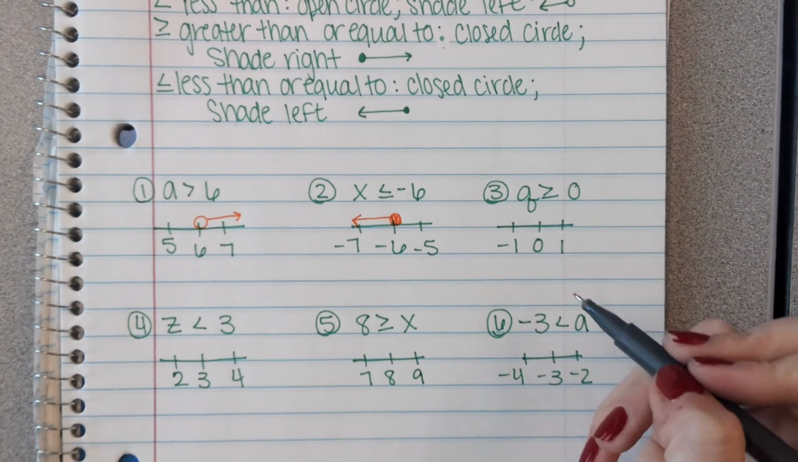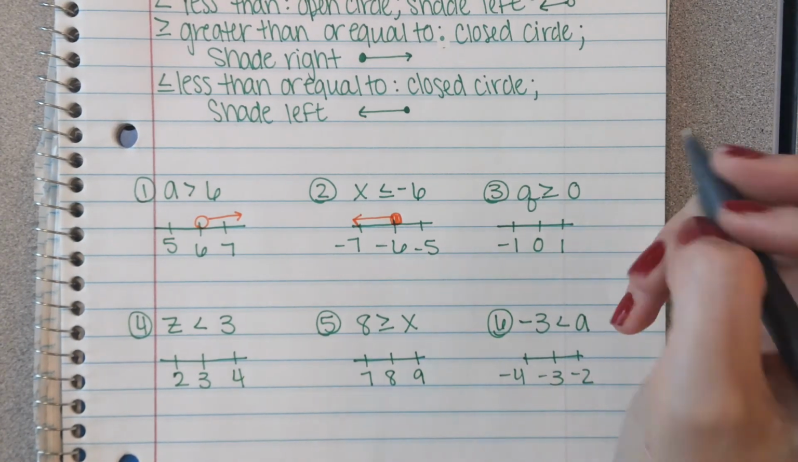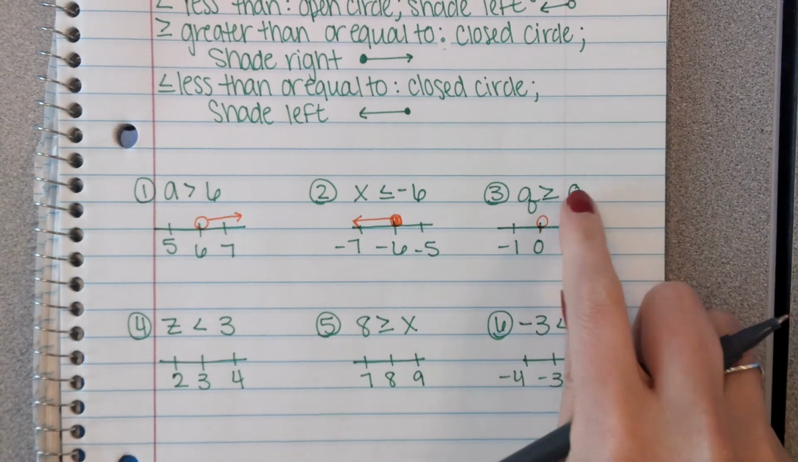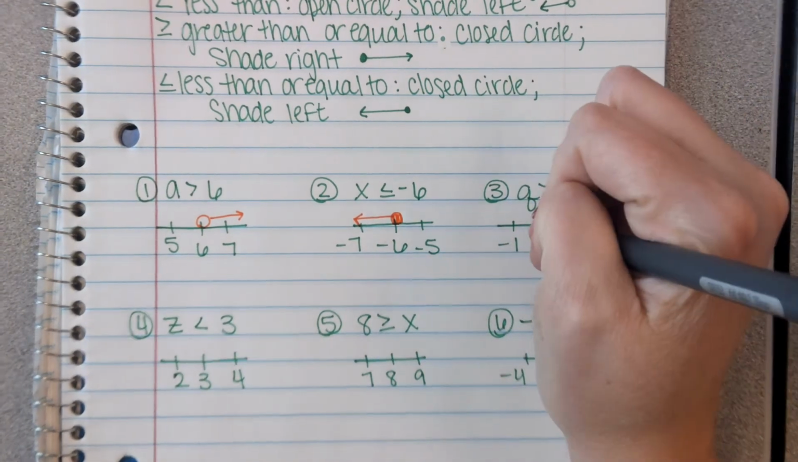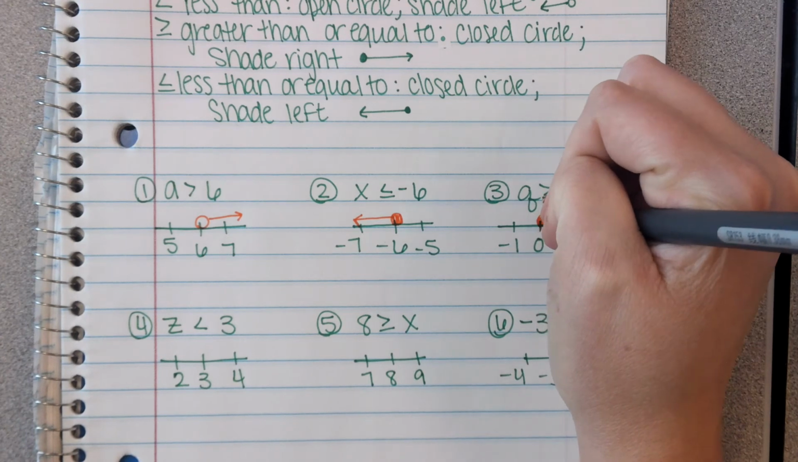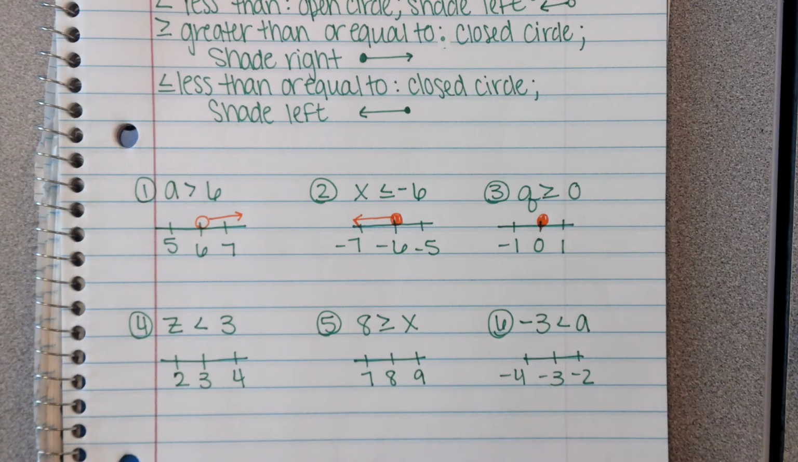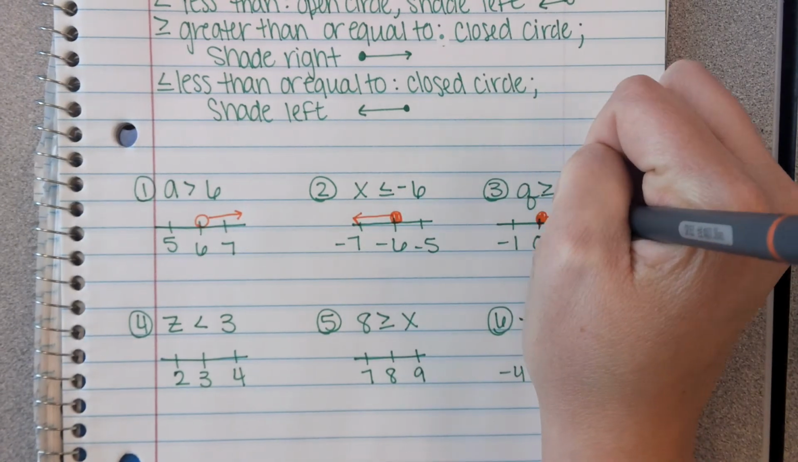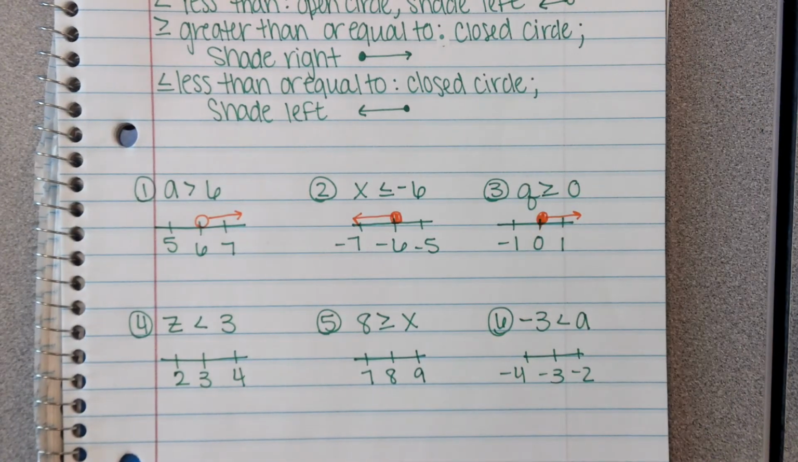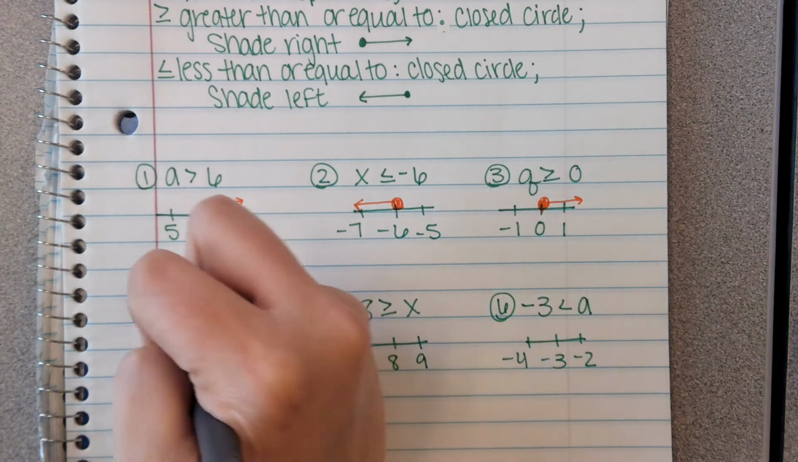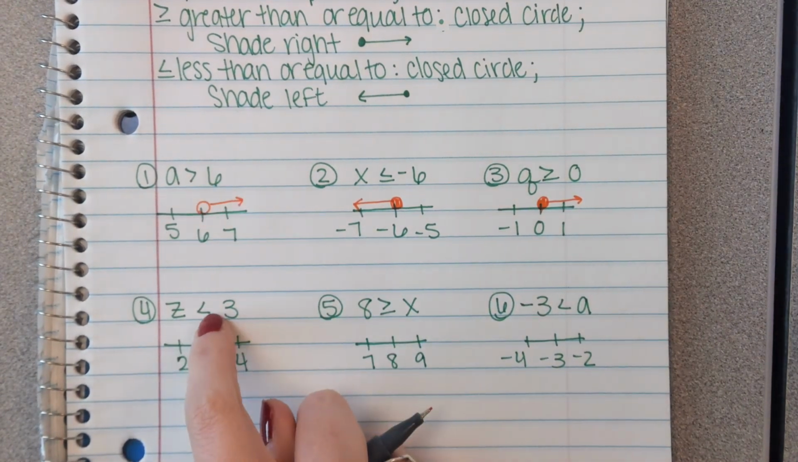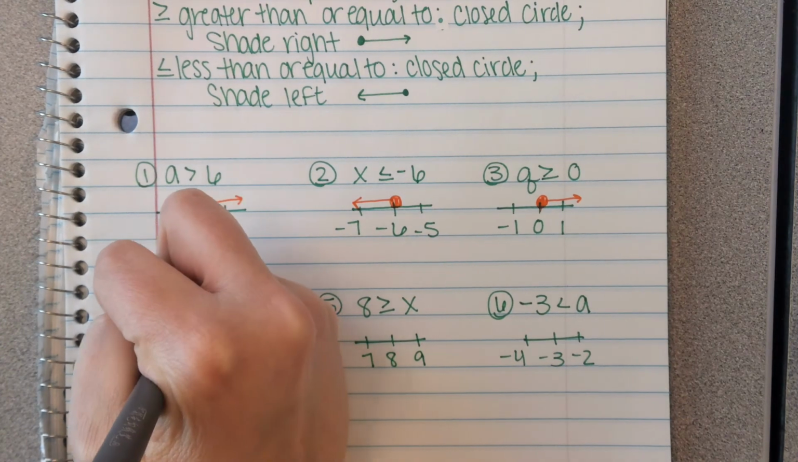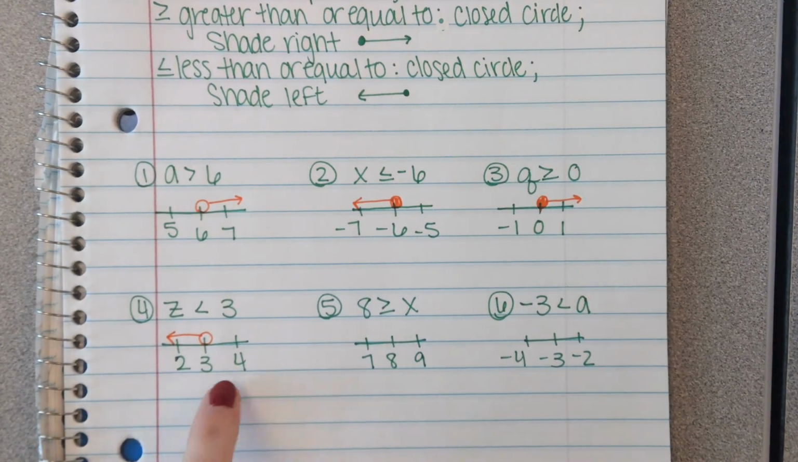Okay, number 3, Q is greater than or equal to 0. Our circle's on 0. It is equal to, so that means it is included. We can color in the circle, and we want numbers that are greater. So 1 is greater than negative 1, so go to the greater side, to the right. Number 4, Z is less than 3. Our circle goes on 3, and it's less, so we're going to the left side because 2 is smaller than 3 or less than 3.